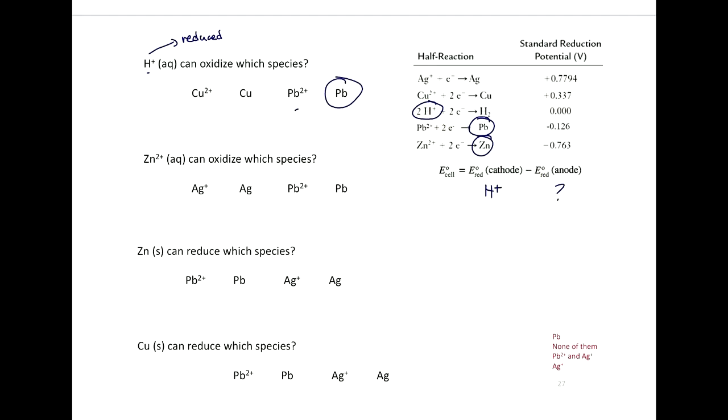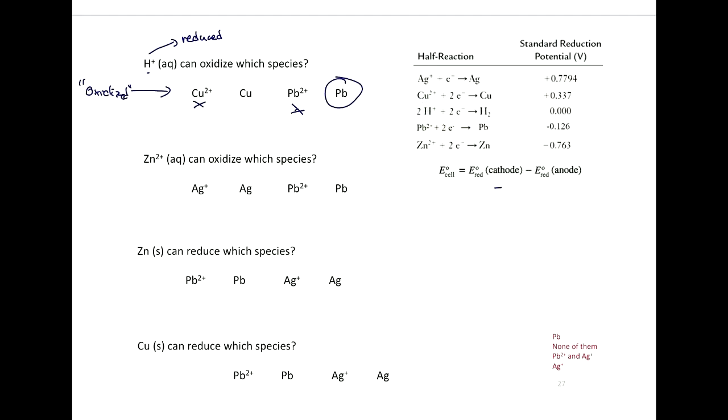So in this case, these things are oxidized. You want to think, can these things be further oxidized? Copper 2 plus and lead 2 plus can't be further oxidized, but the solid metals can. Because remember, the oxidation reactions are the backwards of these reduction half reactions. So similar thing, zinc 2 plus can oxidize which species?